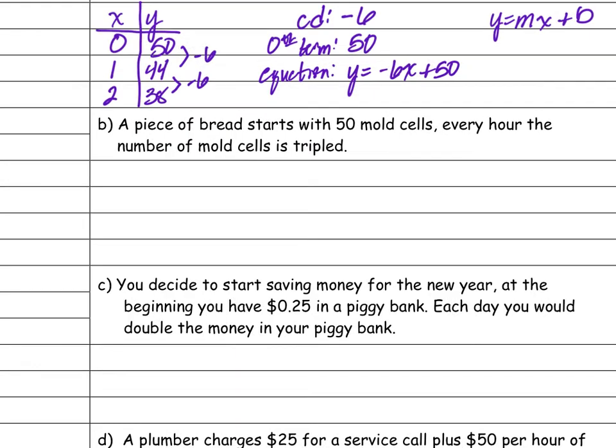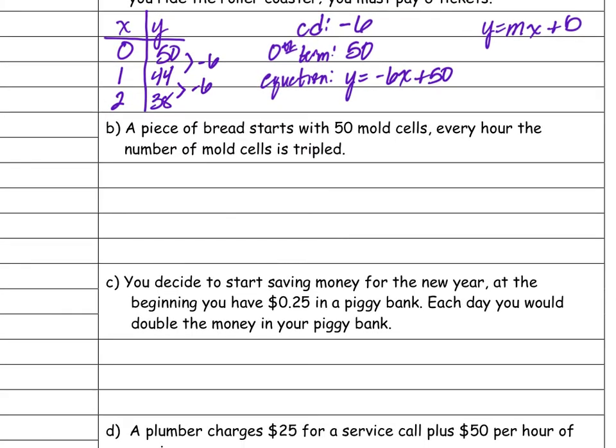Part B says mold again. A piece of bread starts with 50 mold cells. Every hour, the number of mold cells is tripled. Okay, so I'm going to make a table again with my not straight lines, X, Y. And I start out with 50 mold cells. So X is my number of hours, Y is my number of mold cells. So at hour 1, I'm going to have 150 mold cells. And at hour 2, I'm going to have 450 mold cells. Sorry, I had to do that in my mind. 450 mold cells.